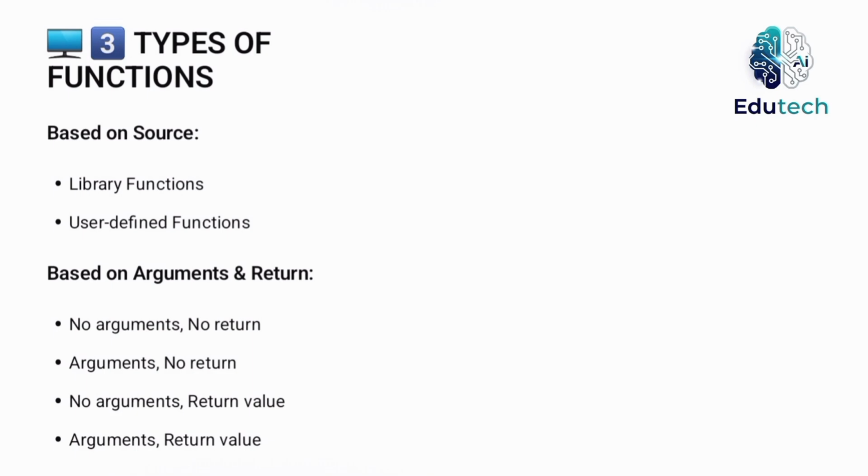Based on arguments and return values, user-defined functions can further be categorized into four types: functions with no arguments and no return value, functions with arguments but no return value, functions with return value but no arguments, and functions with both arguments and return value. This classification helps in designing programs efficiently.